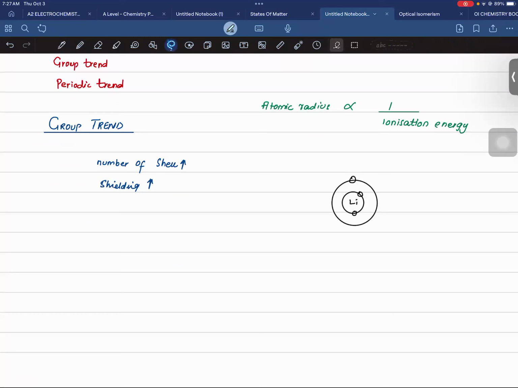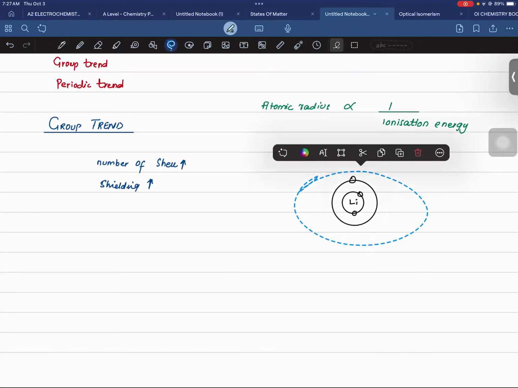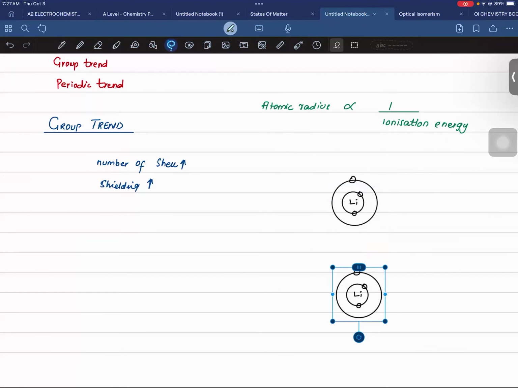Okay, this is lithium, and same goes with the sodium. But as you know, sodium has a proton number equal to 11, so I would be writing more electrons just like that. This is 8, this is 8, and then I would be drawing 1 electron. As you know, there are 2 inner shells. How many inner shells? 2 inner shells.